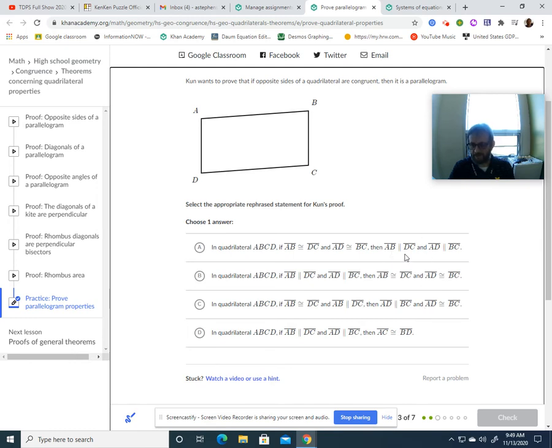Because the thens are, we want to prove it's a parallelogram. This one is the only one that says everything is parallel. So what he's saying is, this is congruent to this, and this is congruent to this, means this is parallel to this, and this is parallel to this. It's clearly A.